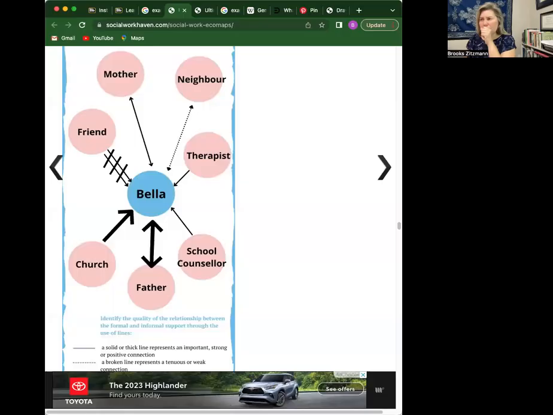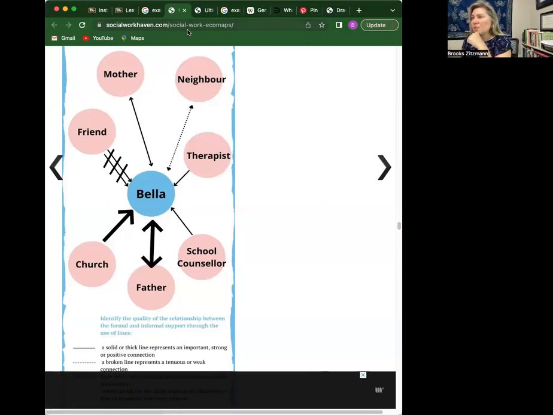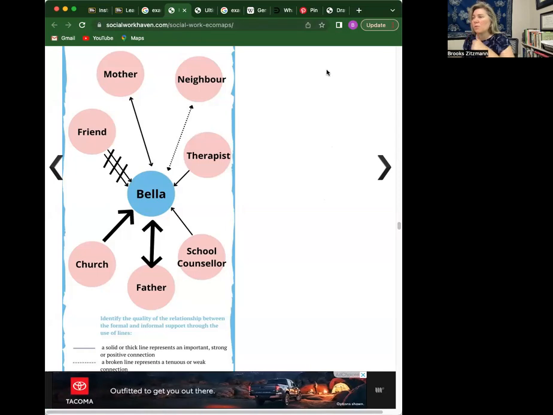So I'm going to show you two different eco maps that come from this pretty cool website. The link you can find through Blackboard. socialworkhaven.com/socialwork-ecomaps is the website.